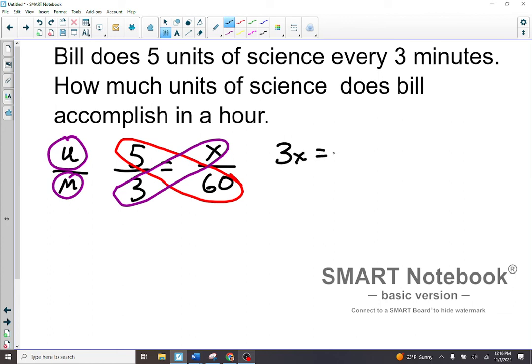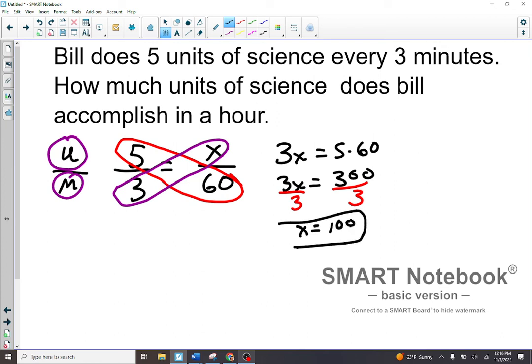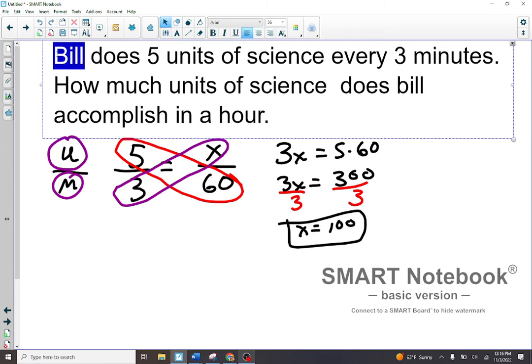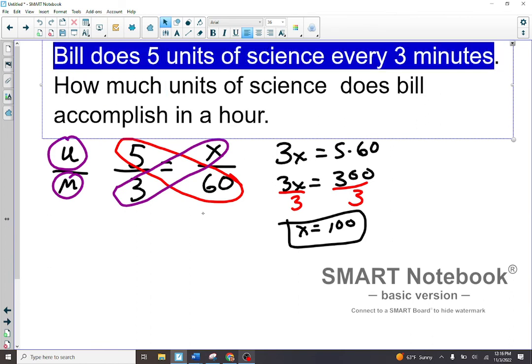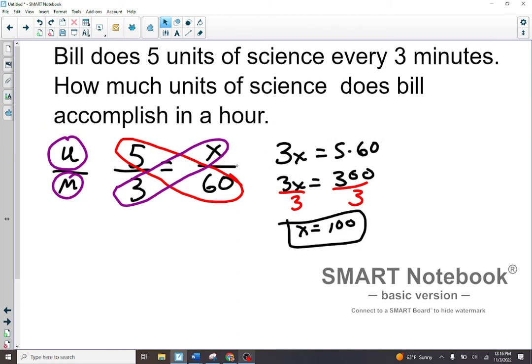So 3x equals 5 times 60. So 3x equals 300. Why does 3x equal 300? Because you times 5 by 60. 5 times 60 is 300. Then divided by 3, divided by 3, x equals 100. Okay? So in this one, I knew how much time I took. I had to figure out how many units I do.